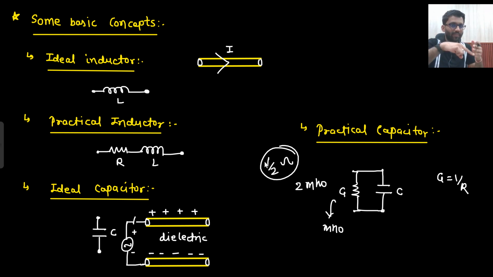So in parallel with the capacitance, I am showing a conductance, that is G. That conductance is coming into action because of this dielectric only. Because of this dielectric, there is some capacitance and there is some conductance.